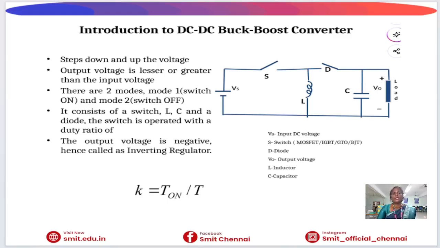One important characteristic of the buck boost converter is that the output voltage polarity is opposite to the input voltage polarity. Therefore, it is also called an inverting converter. The duty ratio represented by K is defined as the ratio of on time to the total switching period. By controlling this duty ratio, we can regulate the output voltage.